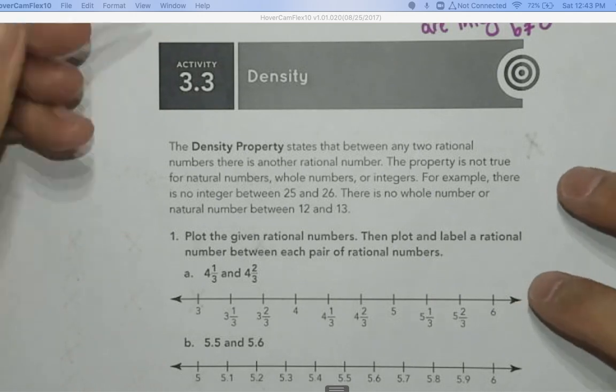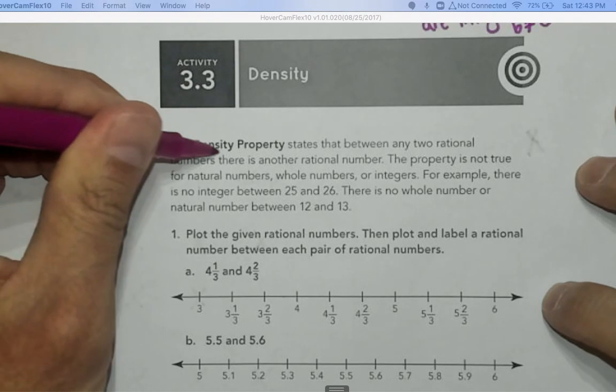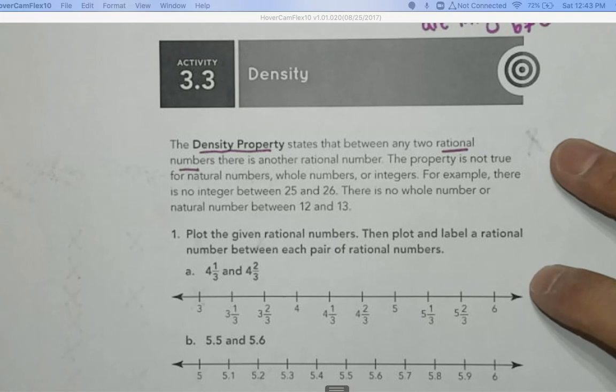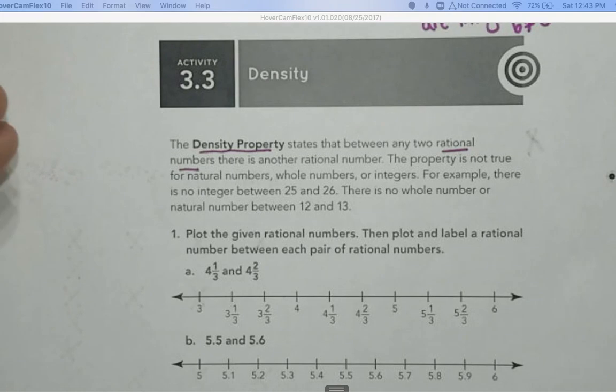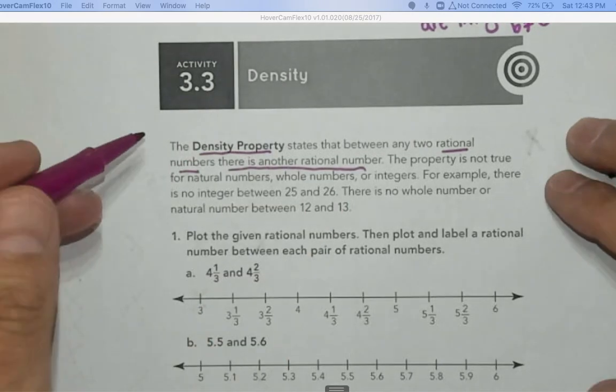All right, activity 3.3 is density. The density property states that between any two rational numbers, there is another rational number. Basically, there's an infinite amount of numbers on the number line, is what it's kind of saying. It can always be something smaller or always something in between.